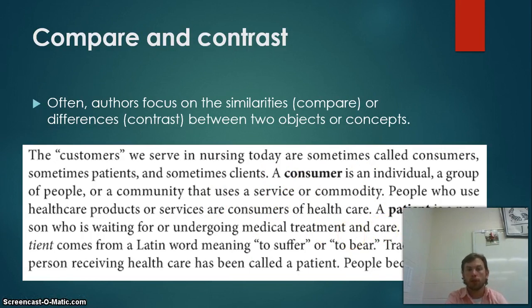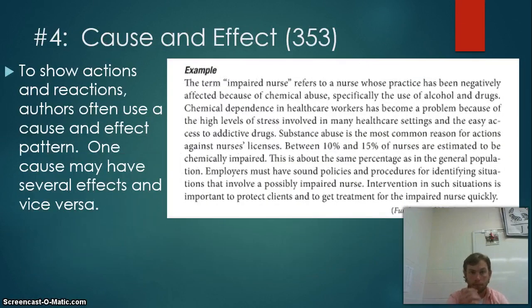Compare and contrast is a really, really common way of organizing something. If I were annotating this, I might write 1 next to consumer and 2 next to patient, or maybe A and B, to show that those are 2 different concepts that relate to each other. They're just being shown as different in the passage.